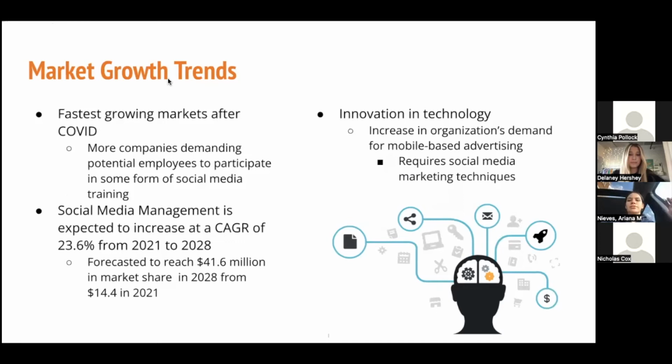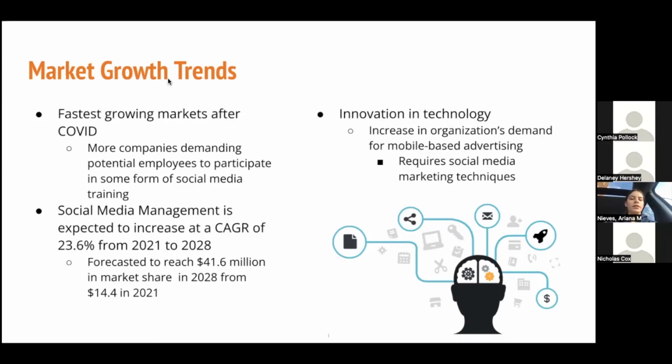So moving on to the market growth trends that we identified within the social media management market, it is one of the fastest growing markets, especially after COVID, because everything switched to online. So there is a huge need and demand for social media knowledge. And more companies post COVID-19 have been demanding potential employees and candidates to participate in some form of social media training. They're very much encouraging people to do that before they enter the field.